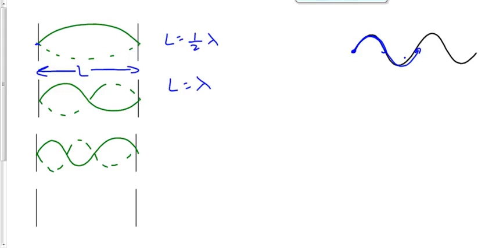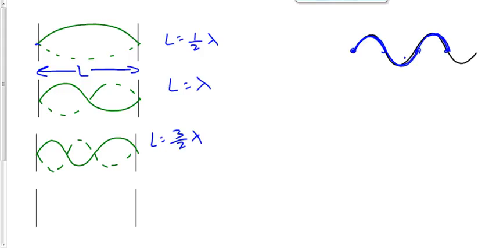Let's do the next one. We start right here. We keep going, we keep going, we keep going, and we're back to here. How much of a wave is that? That's 1.5. We're actually going to call it 3/2, and you're going to see why we're going to call it 3/2 in a few minutes. If you call it 1.5, that's okay, but it's easier to see a pattern if we call it 3/2.